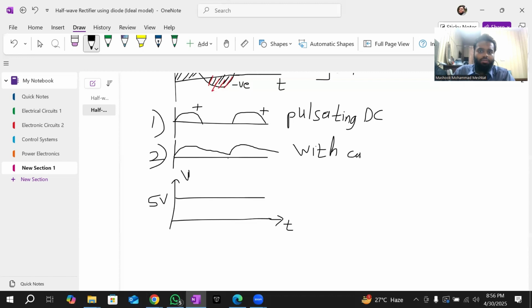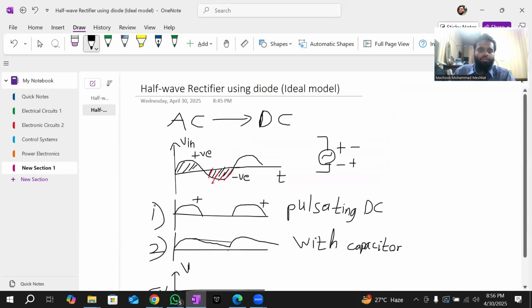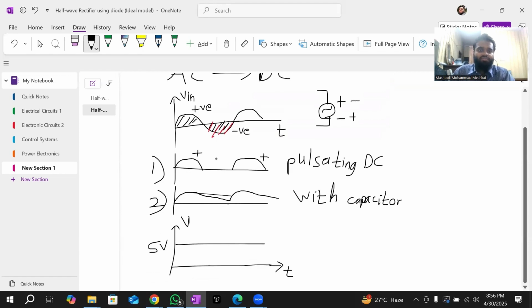As you use more capacitors, because we know a capacitor can store energy and charge, this becomes more smooth and it doesn't go completely to zero. With more capacitance, it becomes more smooth and it almost touches the ground. So now we want to do the first step. The first step is using the half wave rectifier to cut off the negative part of the signal.